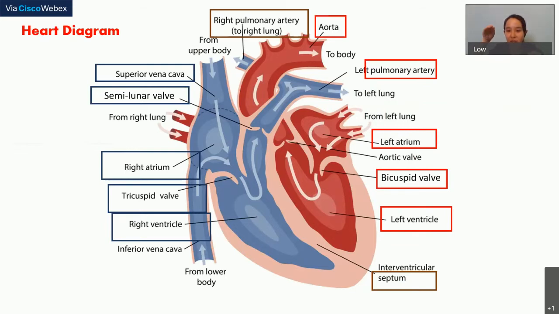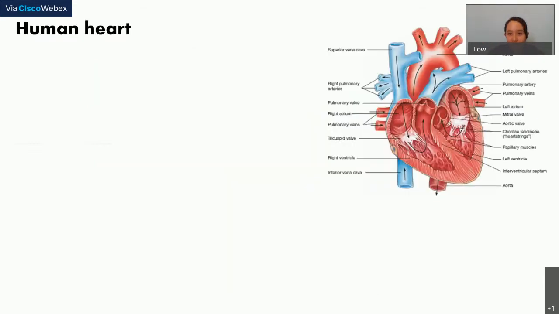The red boxes are the terms located on the left side of your heart, which carries all the oxygenated blood, and the blue boxes carry all the deoxygenated blood and are located on the right side of your heart. Remember the word septum. The septum is what separates your left and your right heart. So the human heart is cone shaped, not heart shaped.